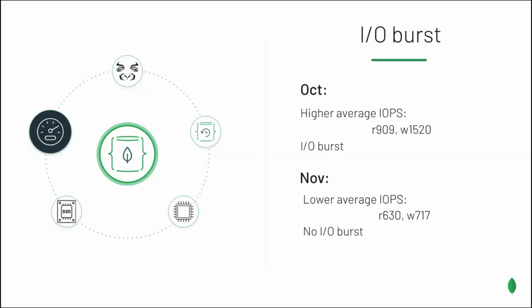Now, please pay attention to the IOPS here. We see higher average and peak IOPS in October than in November. There's also an interesting I/O burst observed in October, but not in November. We can see that the number of I/O was beyond the configured baseline limit of 240 IOPS in October.